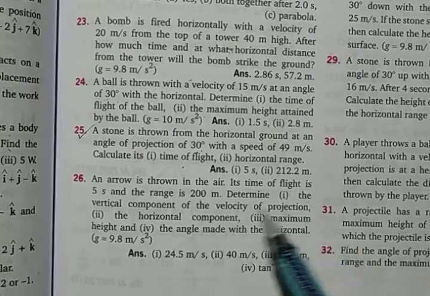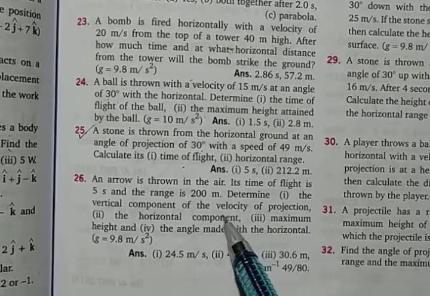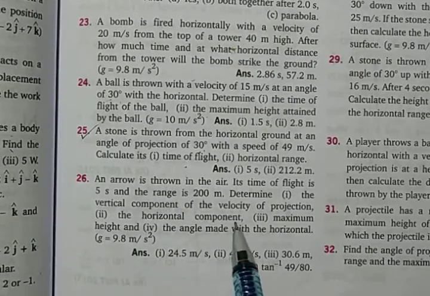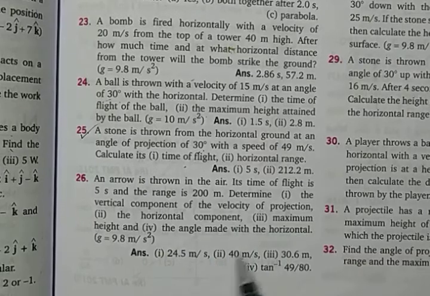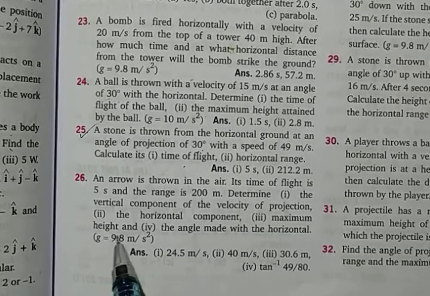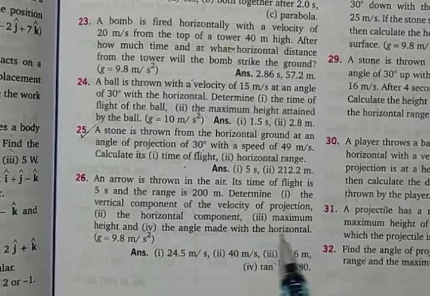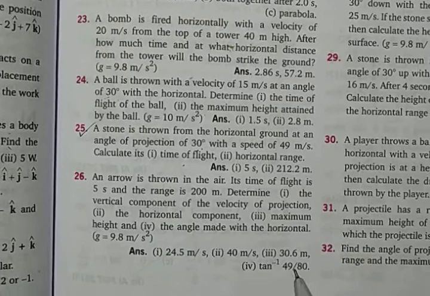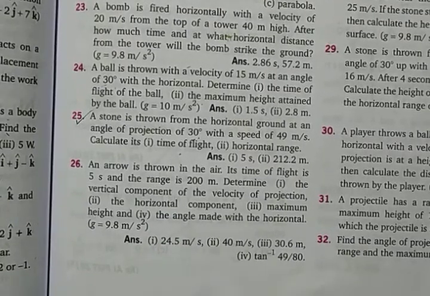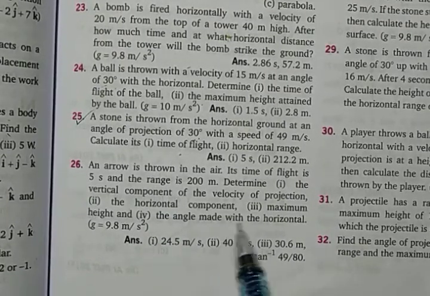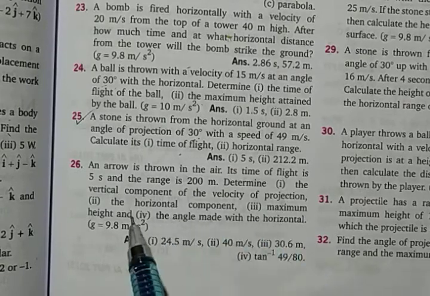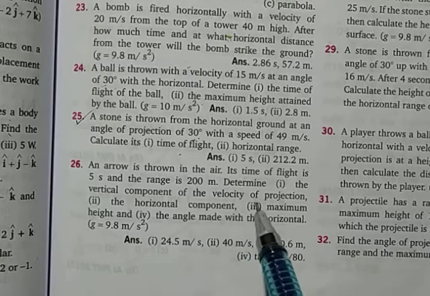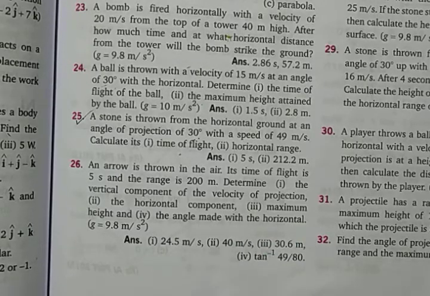Determine the following. So we have the vertical component of the velocity. What is the vertical component? That is called u sine theta. The horizontal component, u cos theta, you need to find out. The maximum height, how much maximum height it will go, and then the angle made by the horizontal. So these are the things which are given here. Pretty decent to take the equation and then do it. So first of all, write the parameters now. First line, time of flight equal to 5 seconds. Second line, range equal to 200 meters. Now for both of them, you write the formula also nearby.